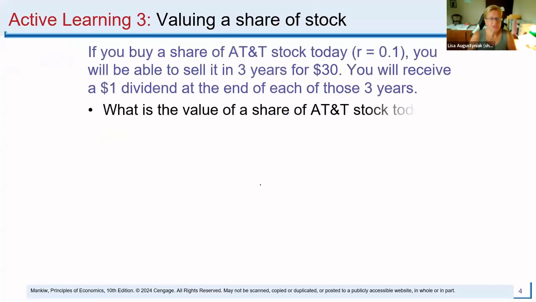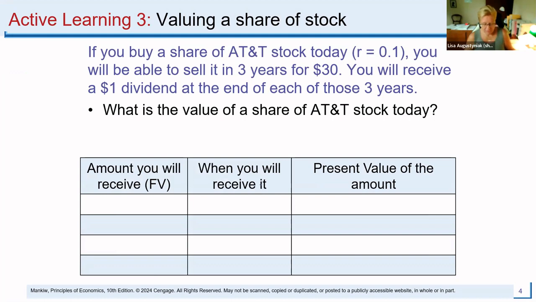So we're going to look at this using a problem, because I think it works really easily. And we're going to use the present value formula here. So again, this is why it's in this chapter. If you buy a share of AT&T stock today, your return on investment is 10%. You will be able to sell it in 3 years for $30. You will receive a $1 dividend at the end of each of those 3 years. What is the valuation of the stock today?